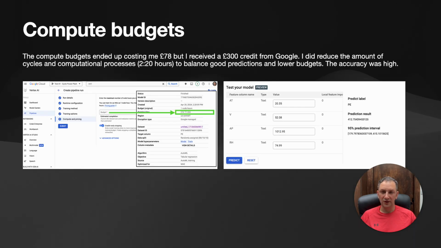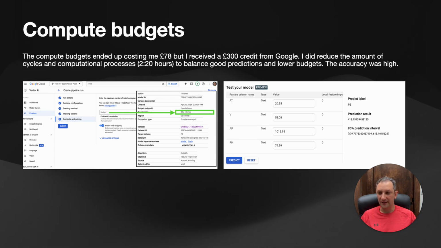With the compute budgets, I received credits from Google. All of the 4 different models and algorithms cost me about £78. I did reduce the amount of cycles and ended up on around two hours for each particular evaluation model that I created.